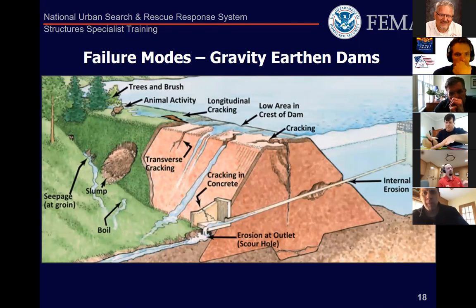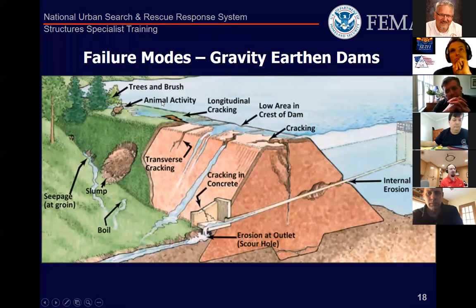All right, so when looking at a gravity earthen dam, I'm going to start at the top left and work my way down to the right. Trees and brush. If an earthen dam isn't well maintained and you allow vegetation to grow uncontrolled through it, it starts to open seepage paths through the dam itself and can weaken it. So that's a concern. We've got our little furry critter there for animal activity. If they burrow into the dam, that can create seepage paths.